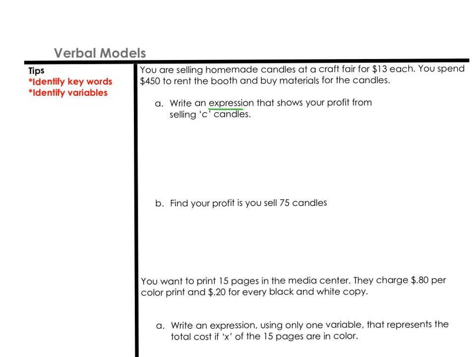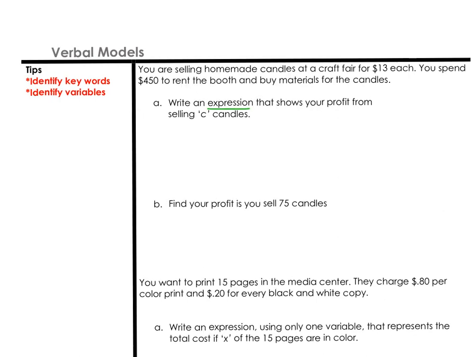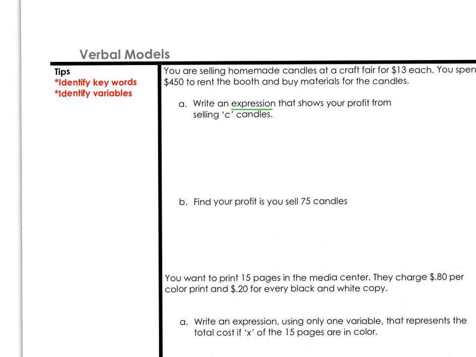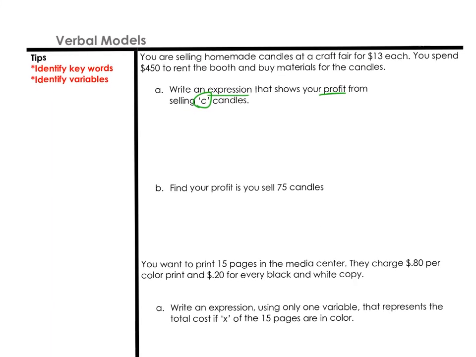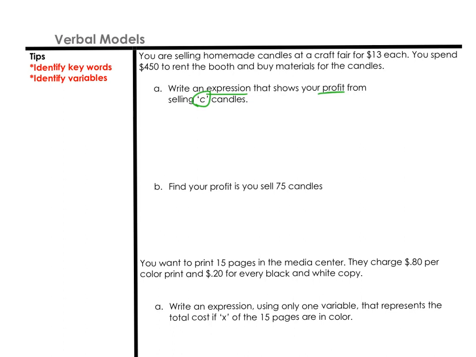Write an expression that shows your profit from selling, what happened there? Hang on. Your profit from selling C number of candles. C is our variable. Now, if you look at the word problem, let's recognize some of our key information. It says we're going to make $13 per candle. So that $13 is going to help us determine our profit. If candles sell for $13 each, that means 13 times C is how much money we would make at the fair for selling our candles.